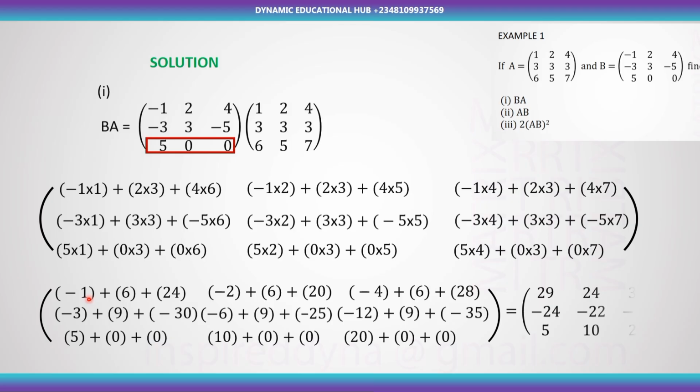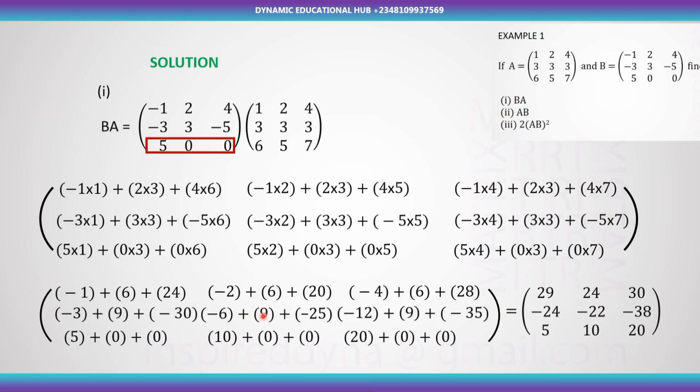The first one, we are going to have 29, 24. Let's see. Minus 1 plus 6, that gives us 5. 5 plus 24, 29. Minus 2 plus 6, that gives us 4. 4 plus 20, 24. Minus 4 plus 6, that gives us 2. 2 plus 28, we have 30. Minus 3 plus 9, that gives us 6. 6 plus times minus, here is minus. That's 6 minus 30, 24.